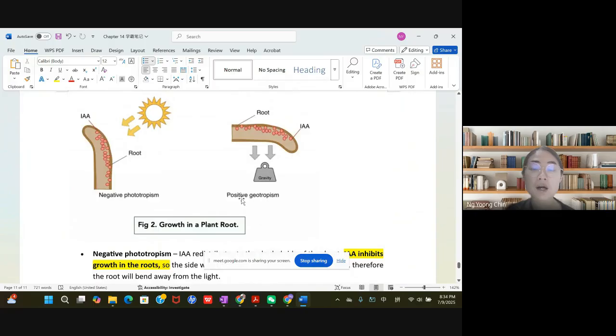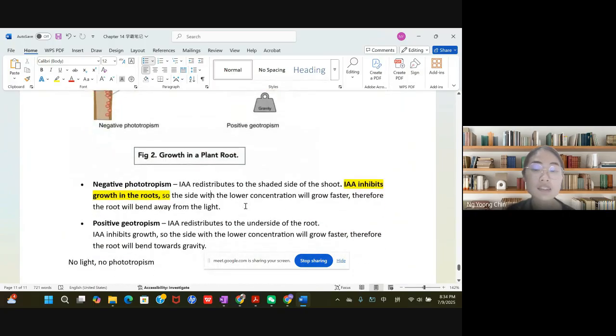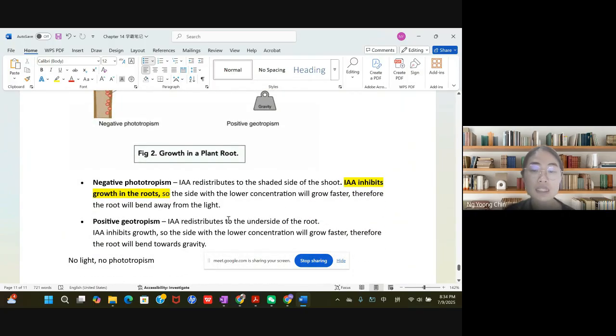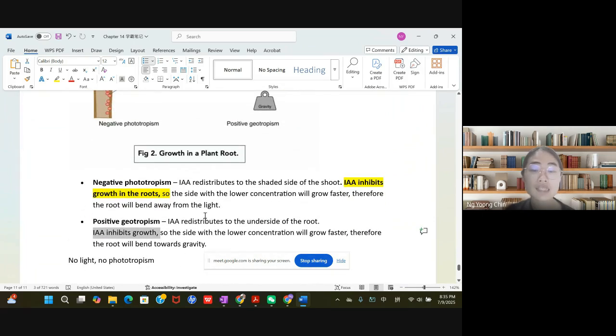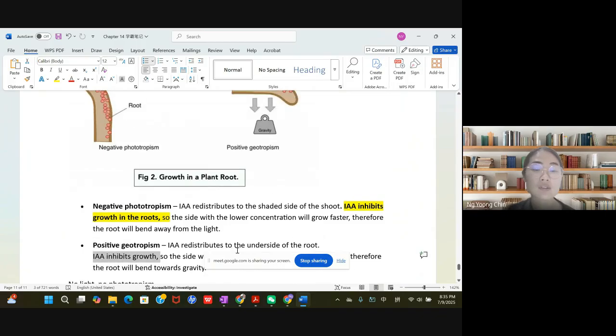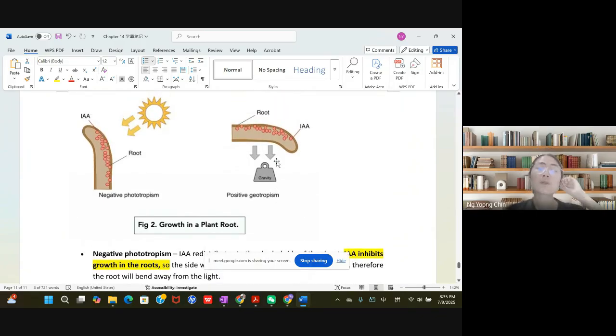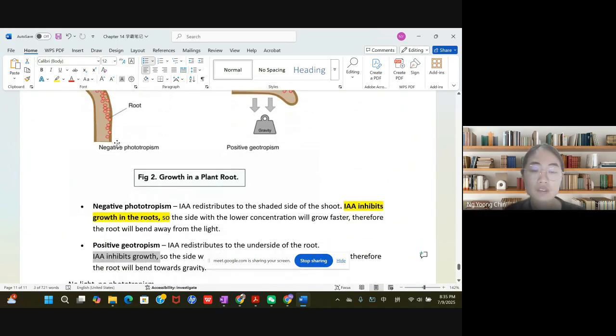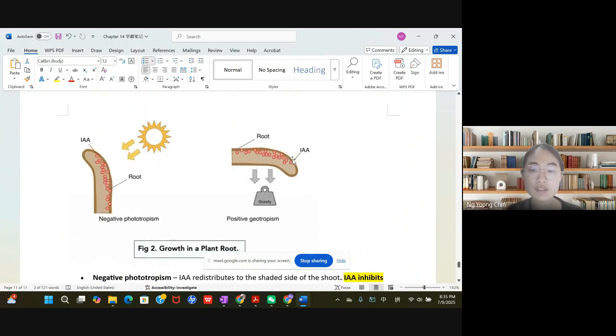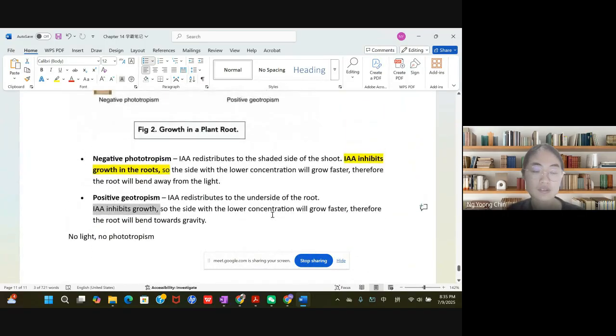Okay, how about positive geotropism? It is because the auxins will redistribute to the underside of the roots, so they will inhibit the growth in the roots. So the side with the lower concentration will grow faster. So the roots will bend toward the gravity. So instead of promoting growth as in the shoots, auxins in the roots will inhibit the growth. Okay, understand? Auxins in the roots will inhibit the growth. That's why it becomes something like this.